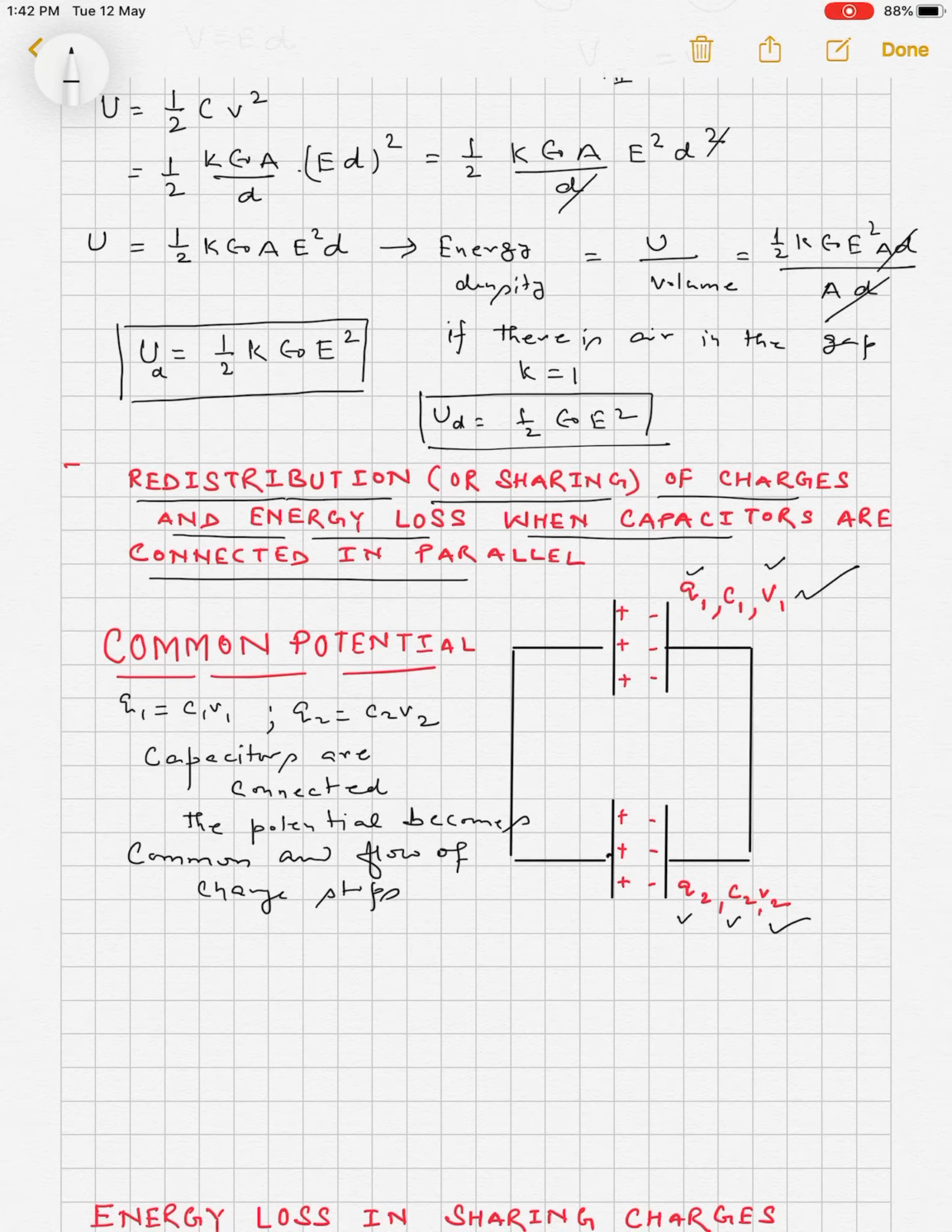So the total charge is C1 V1 plus C2 V2 and the total capacitance is C1 plus C2. So the common potential represented by V. So C equal to Q upon V, so V equal to Q upon C. Total charge upon total capacitance.